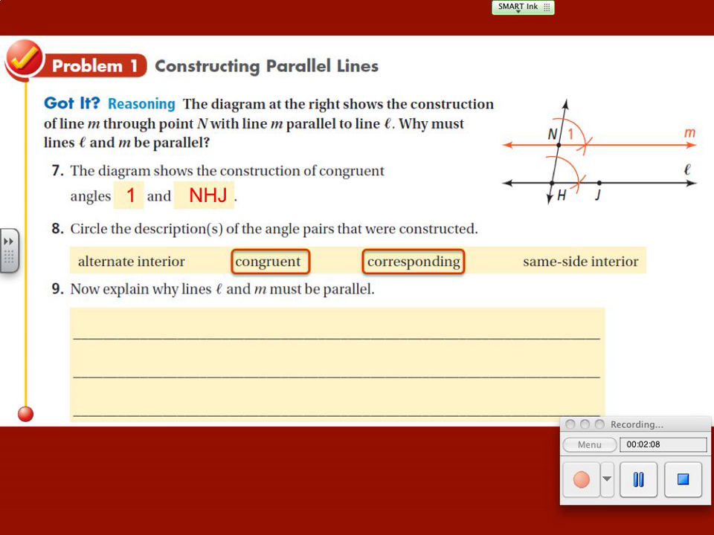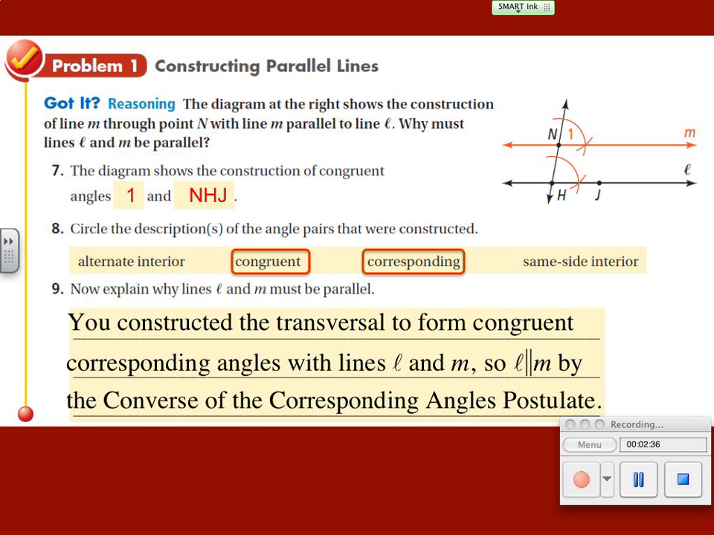Because we created 2 angles that were congruent, that means the line we drew between those angles will be parallel lines. So I know it's hard to look at a construction when it's completed and say what exactly were the steps to get to that. So tomorrow we will construct parallel lines and we'll all have drawings like this when we're done. So why must L and M be parallel? We constructed a transversal to form congruent corresponding angles with lines L and M. So L and M are parallel by the converse of the corresponding angles postulate, which is postulate 3.2.